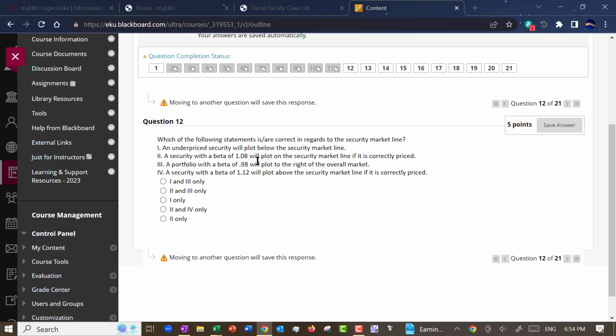The security with a beta of 1.8 will plot on the security market line if it is correctly priced, right or wrong? Why do you think so? Because if it's priced correctly, then it should be right on the line. If it's not overpriced, it won't be below. Exactly. What your beta is doesn't matter. If you correct the price, you're on the line, whether the beta is 0.5 or 5. So 2 is correct.